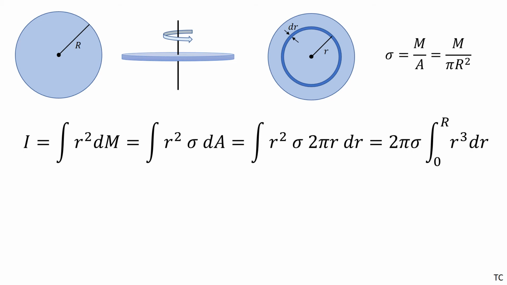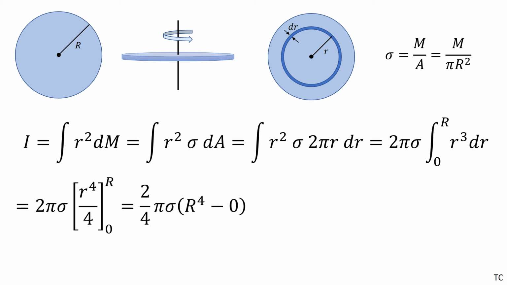From that step, we can rearrange terms and actually put bounds on our integral. So we're integrating from 0 to capital R, meaning from the axis of rotation at 0 to the full radius at capital R. Performing this integral, you'll get 2 pi sigma times r to the 4 over 4, evaluated from 0 to capital R. And just plugging in the values, you get 2 over 4 pi sigma times R to the 4.